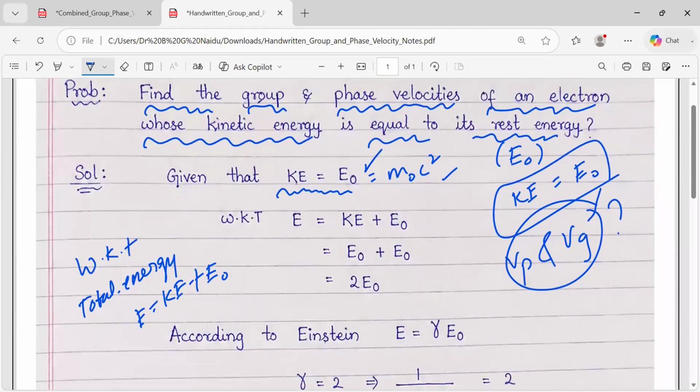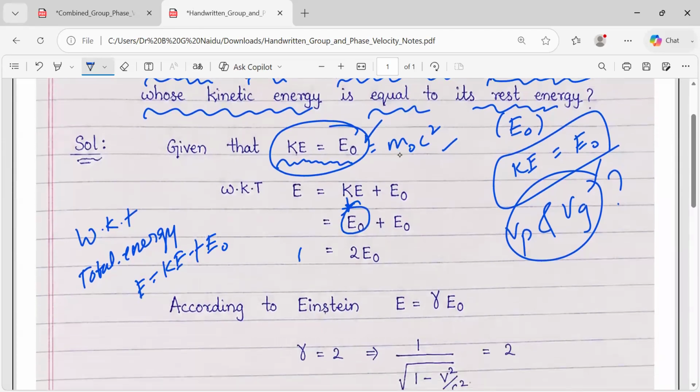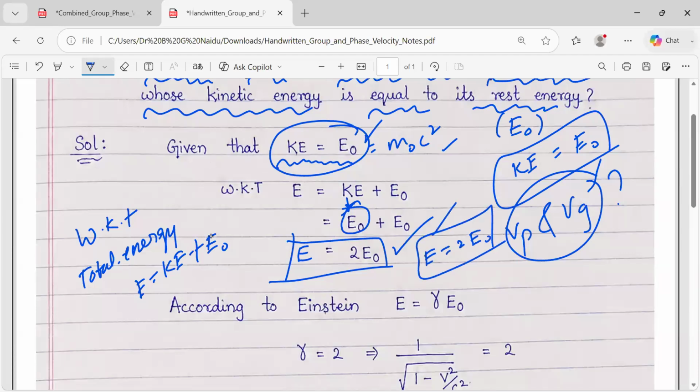Because kinetic energy equals rest mass energy, we can substitute it, and this becomes total energy equals 2 times the rest mass energy. So when kinetic energy equals rest mass energy, we can simply write the total energy equals 2 times the rest mass energy.